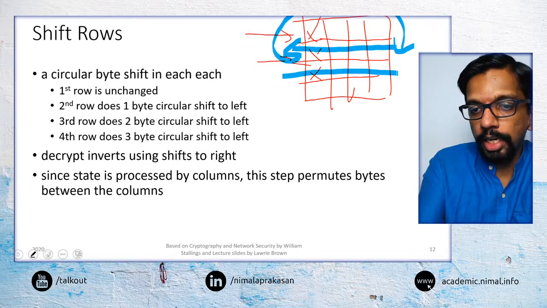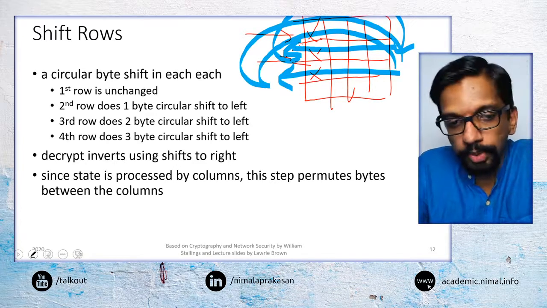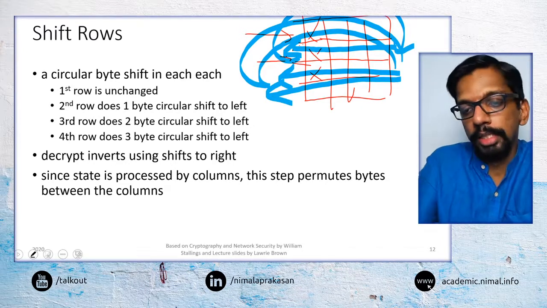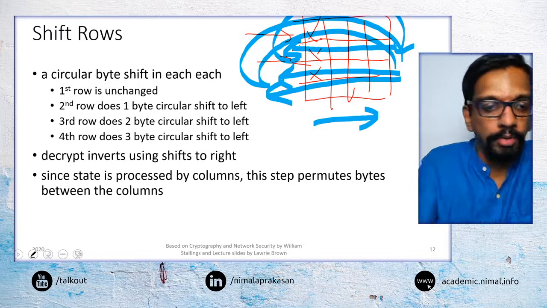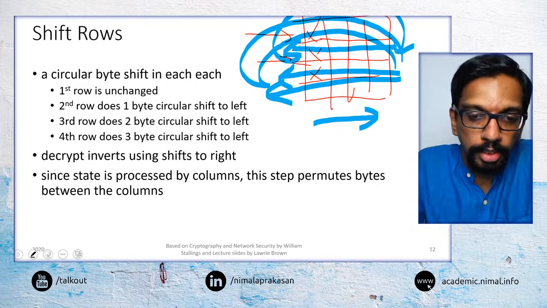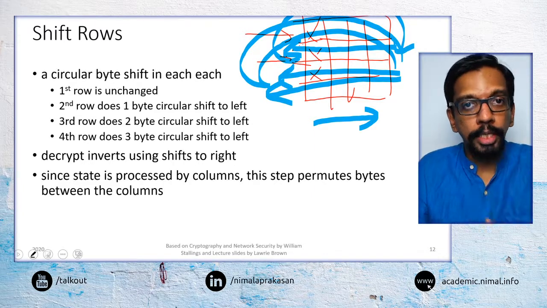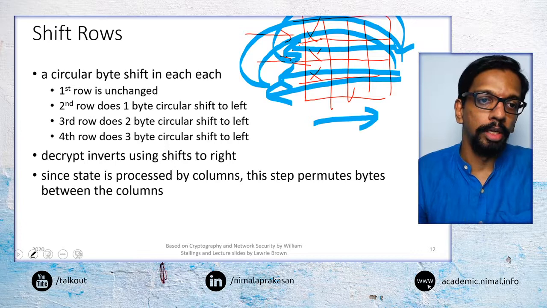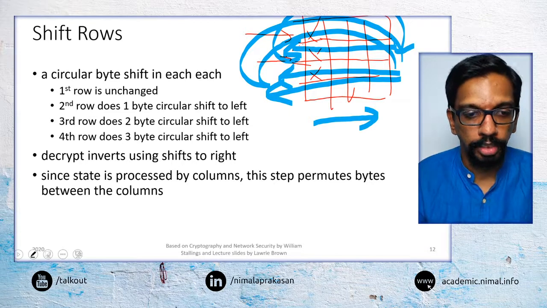The third row, we again shift left, but now by 2, so the 2 will come back here. And the fourth row, technically we do a 3-byte shift, or essentially we can also say we are shifting in the other direction by 1 byte. But anyway, we can call it that the fourth row is shifted 3 bytes to the left. When we talk about decryption, the shifting happens to the right. So that's the main difference in shifting rows. For encryption, we shift to the left. For decryption, we shift to the right.